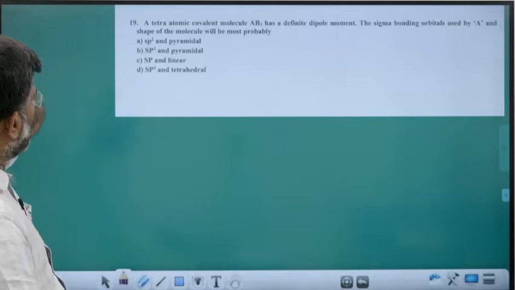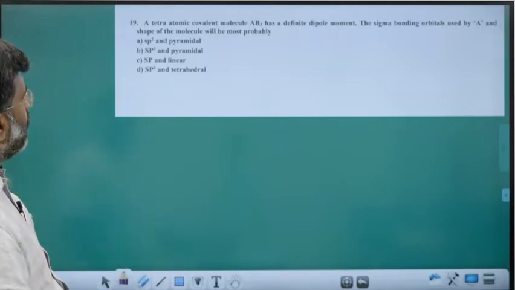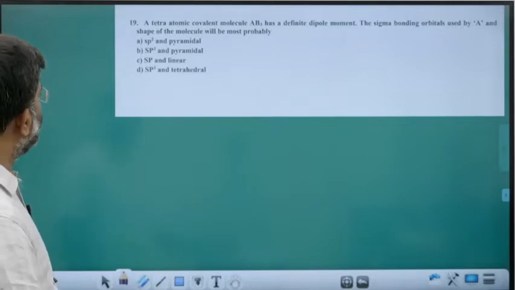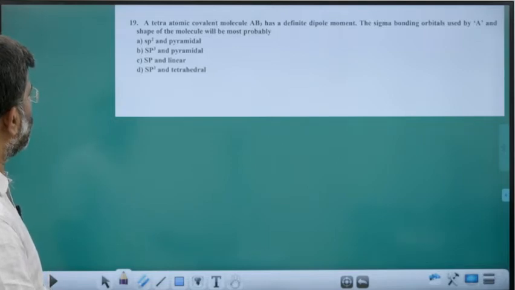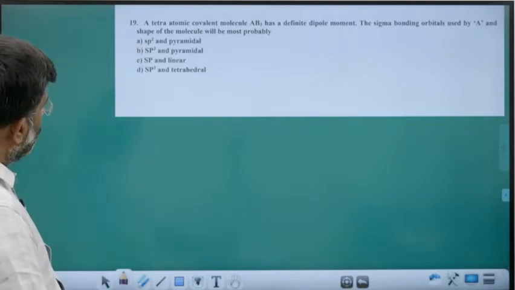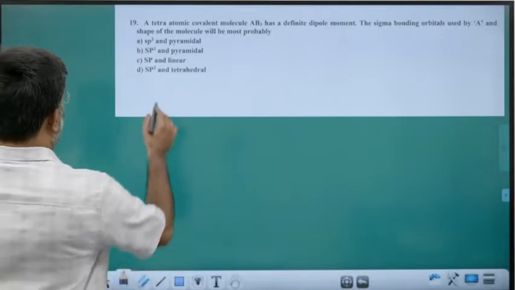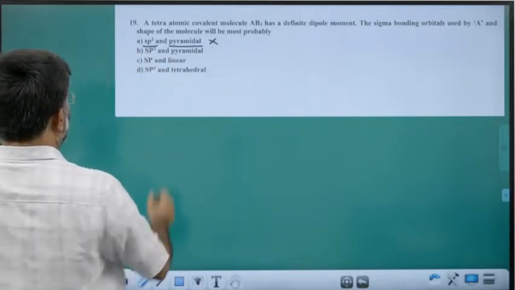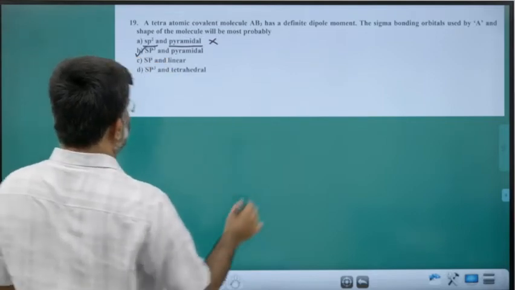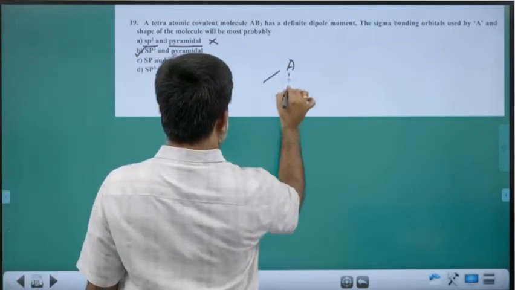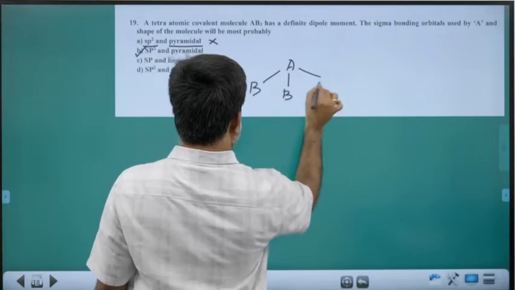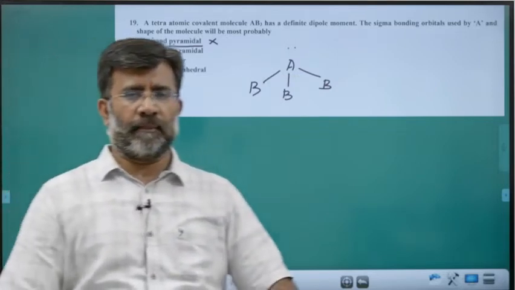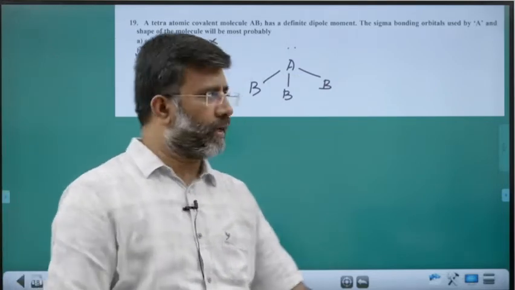A tetraatomic covalent molecule AB3 has a definite dipole moment. The sigma bonding orbital used by A and the shape of the molecule will be most probably? AB3, sp2 cannot be pyramidal. Out. sp3 pyramidal, that is the answer. You have AB3E type. This has a dipole moment like ammonia.